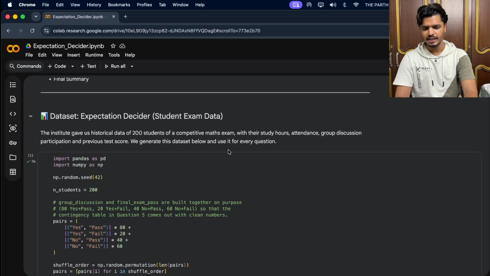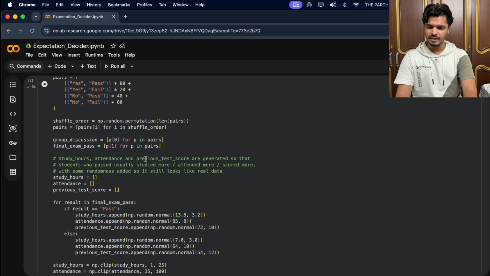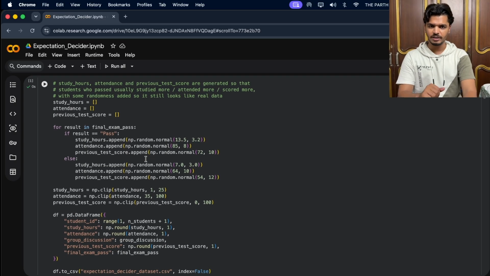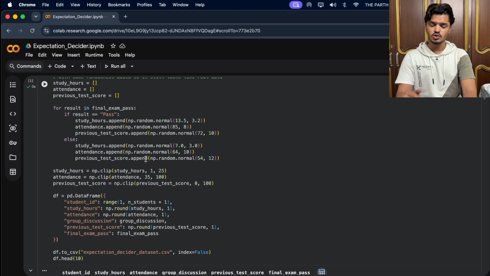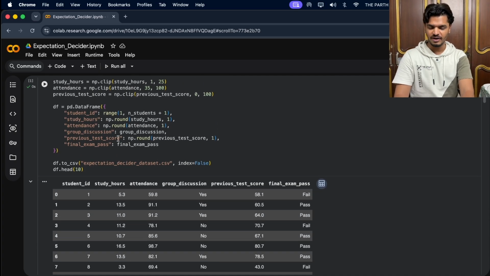I started by generating a dataset of 200 students with NumPy and pandas, with information like study hours, attendance, group discussion participation, previous test scores, and final results. I deliberately set it up to be 60% pass and 40% fail, where students who attend more and study more are more likely to pass, just like in real life. I have also saved this as a CSV file.